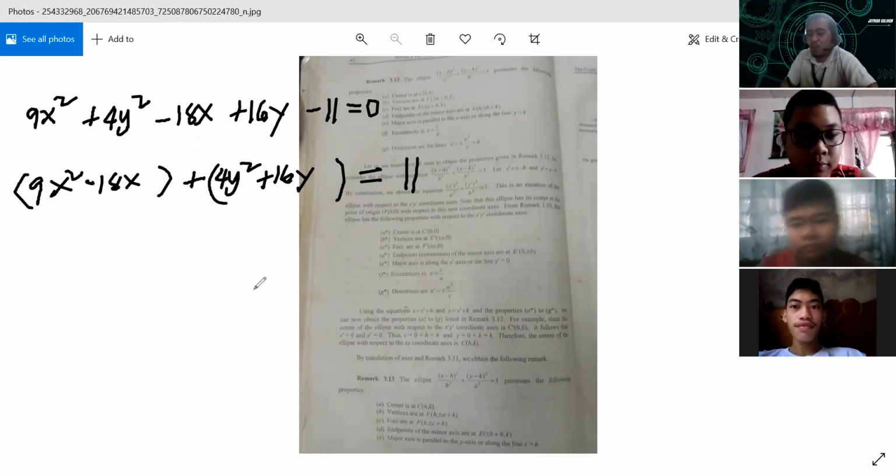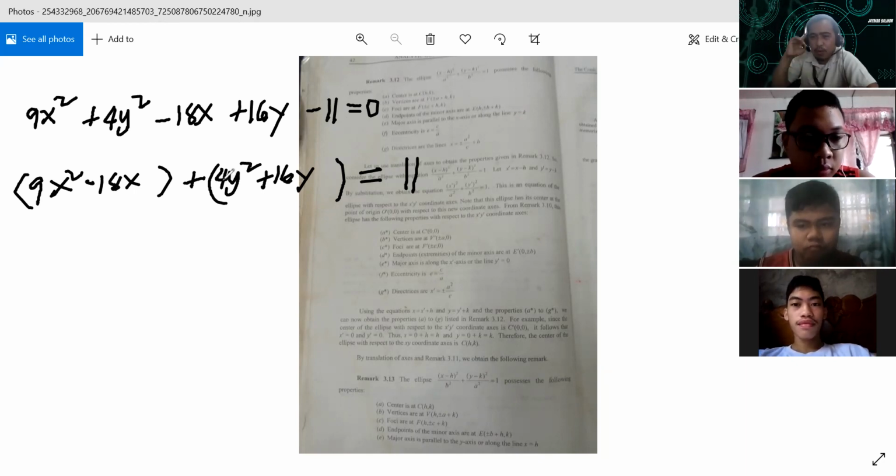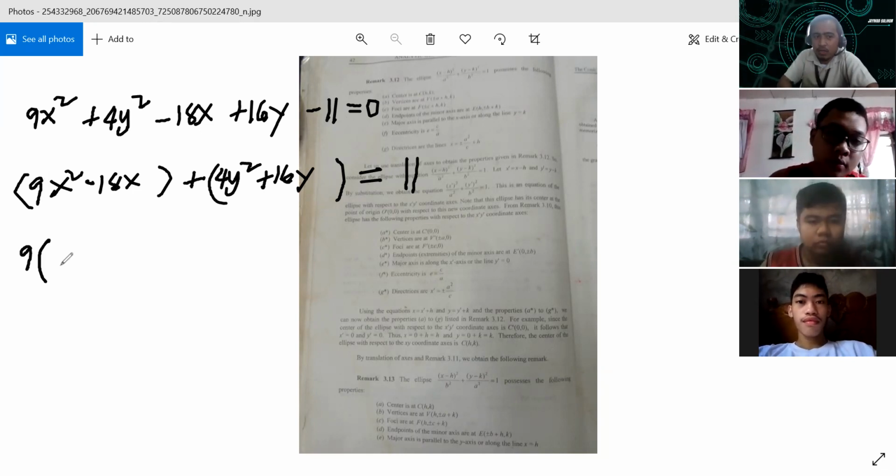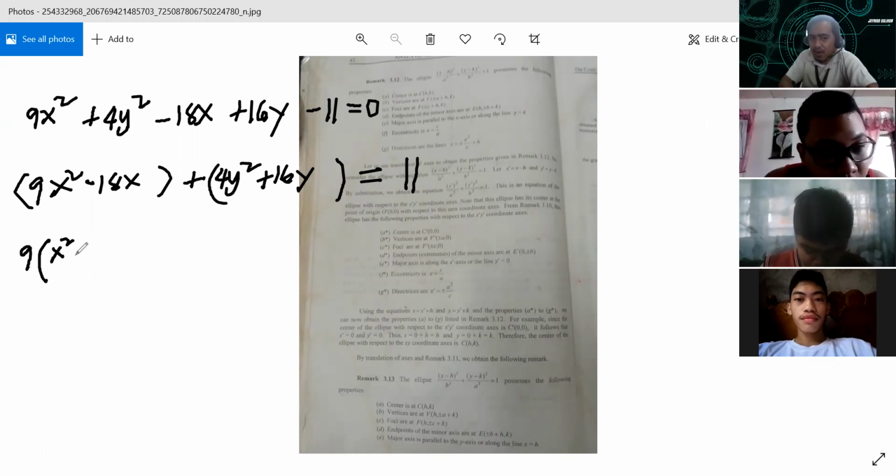So the next thing that we will do is to make the numerical coefficient of this x squared and y squared to be 1. Always bear in mind, it should be 1 already so it is not difficult. So how to do it? Of course, you factor out that number there. If that is not 1, you factor it. So you factor out 9. So it becomes x squared. What will be the answer here now, class? If you factor out 9?